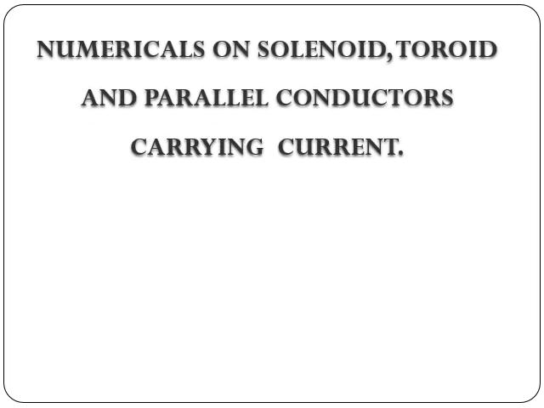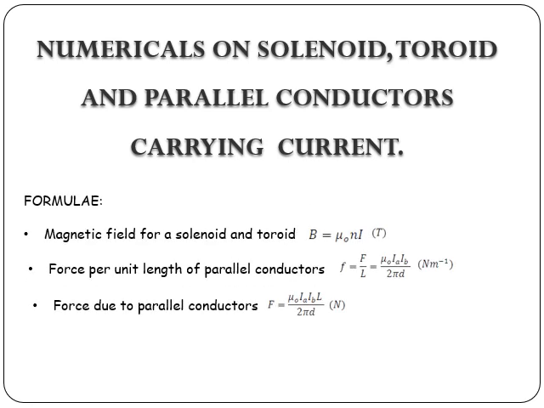Let us now do a few numericals based on solenoid, toroid and parallel conductors carrying current. The formulas we are using are as follows. A solenoid and a toroid both have the same magnetic field, so B is equal to mu naught N i. Tesla is the unit for magnetic field. Force per unit length of parallel conductors, small f is equal to capital F by L, that is equal to mu naught IA IB divided by 2 pi d. SI unit is Newton per meter. Force due to parallel conductors, it's only F. So F is equal to mu naught IA IB L divided by 2 pi d. SI unit is Newton.